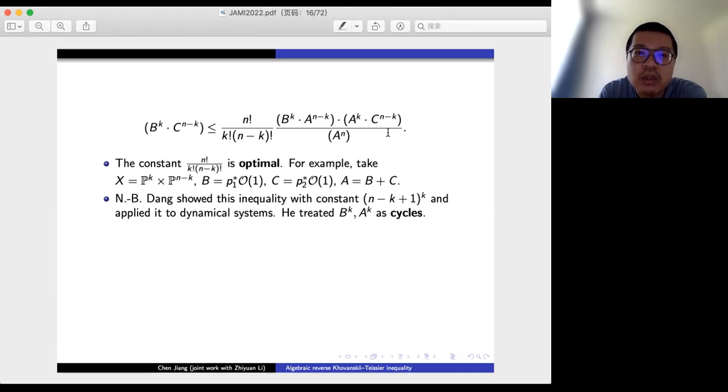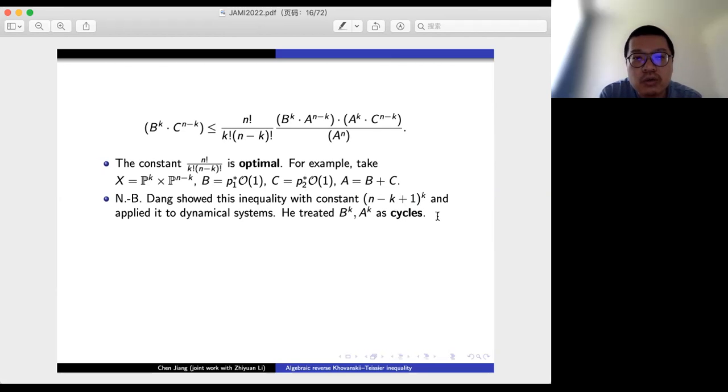Actually, what he did is, the idea is similar to what I said when k is 1. He treats this B to the power k and C to the power k as cycles, and he proved something like when the cycle is movable, then we have a certain inequality, but the constant is not so good.